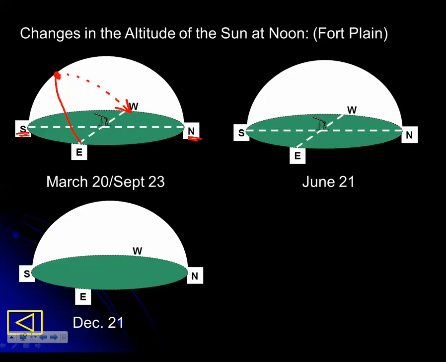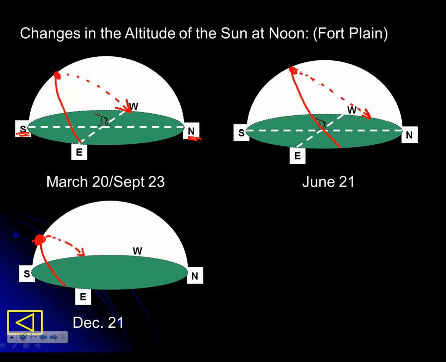I like to draw that on all my pictures. Okay, for June 21st, remember everything slides to the right. The sun's going to rise in the northeast, move higher in the sky, and set in the northwest. There's the sun at noon. And then for December 21st, that's when the shortest path of the sun is observed, and it's going to rise in the southeast, set in the southwest. There's the sun at noon.